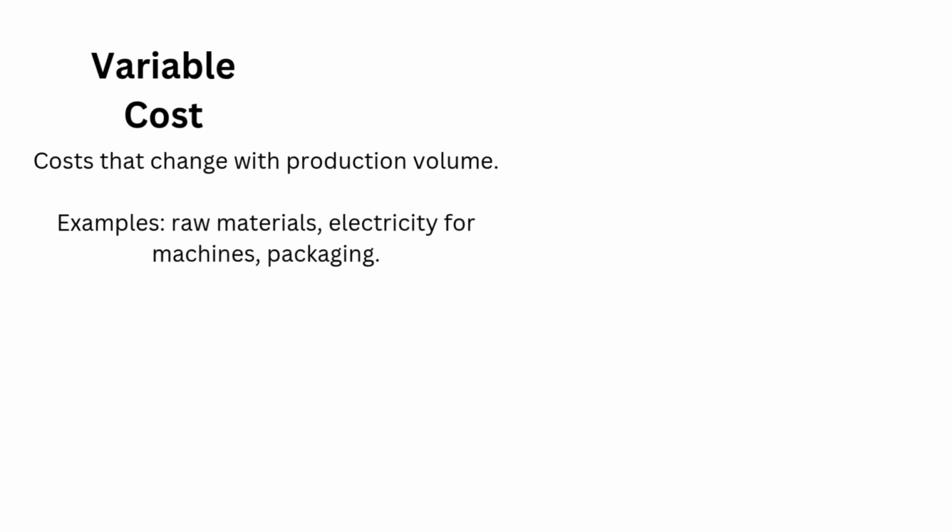Variable cost. Variable cost changes directly with the level of production. If more units are made, total variable cost increases. Example, raw materials, packaging, electricity used for machines. These are called variable cost.